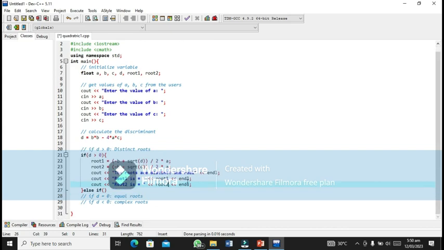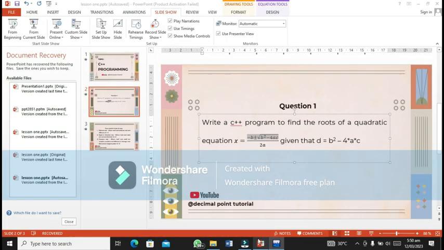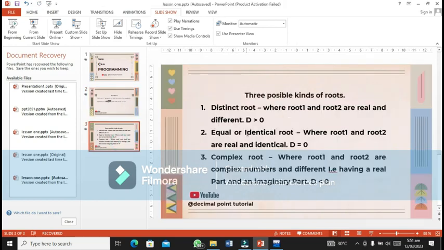Now, what next? Let's continue from our condition. We go back to our condition. For the second one, when D is equal to 0, D is equal to 0. Now, this is just an assignment sign. We need to use double equals to signify equality. So if D is equal to 0, that means we are having equal and identical roots, where root 1 and root 2 are real and identical or equal.